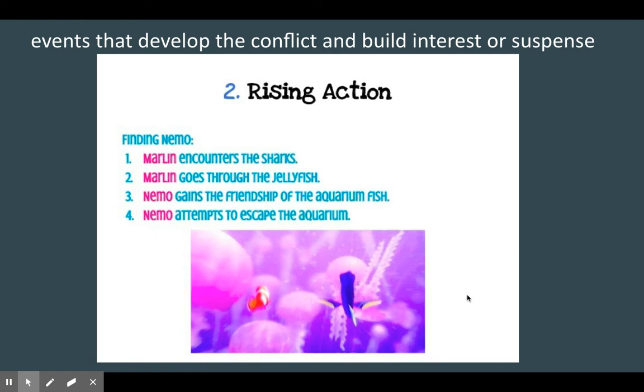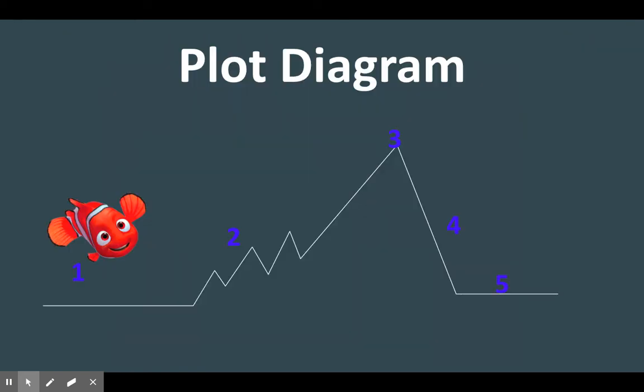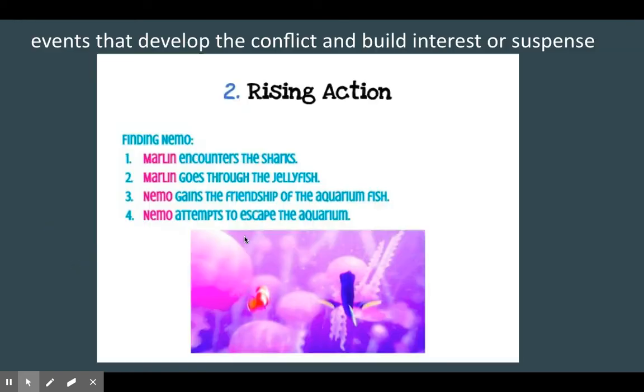So second, we have rising action. If we go back, that is the number 2 here. So rising action is events that develop the conflict and build interest or suspense in the story. So for Finding Nemo, rising action can be Marlin encountering the sharks, he and Dory going through the jellyfish, Nemo gaining friendship of the aquarium fish, or Nemo attempting to escape the aquarium.